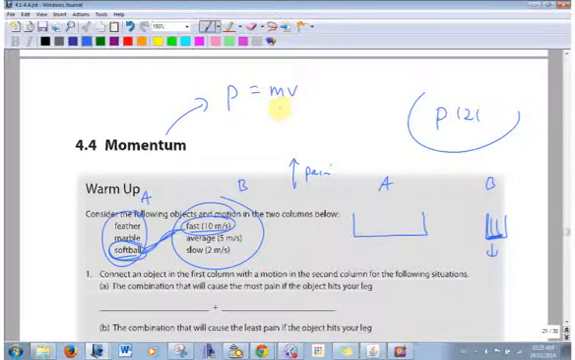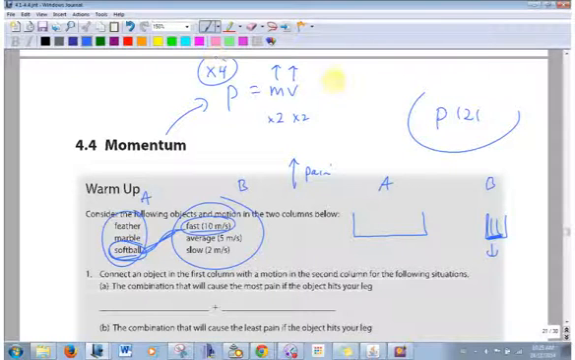Momentum is a quantity of this times this. If these are both big, and if P, momentum, is directly proportional to M, what happens to the momentum if the mass doubles? It doubles. What happens to momentum if the velocity doubles? It doubles. So if this is times 2 and that's times 2, what happens to momentum? Times 4, four times as much momentum.